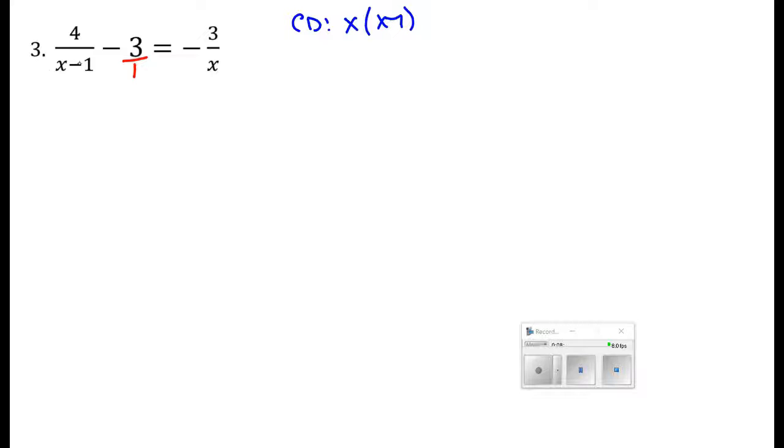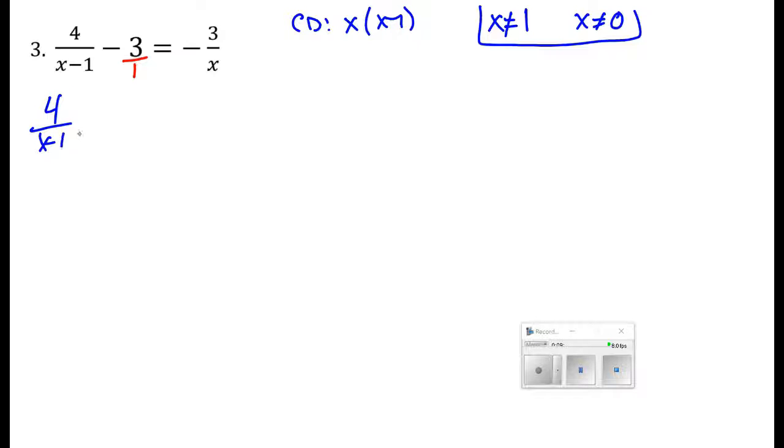What values do I need to throw out? I need to exclude x equals 1, so x cannot be 1. And I need to exclude x equals 0, so x cannot equal 0. If I get those two, I need to throw that solution out, because those solutions would be called extraneous.